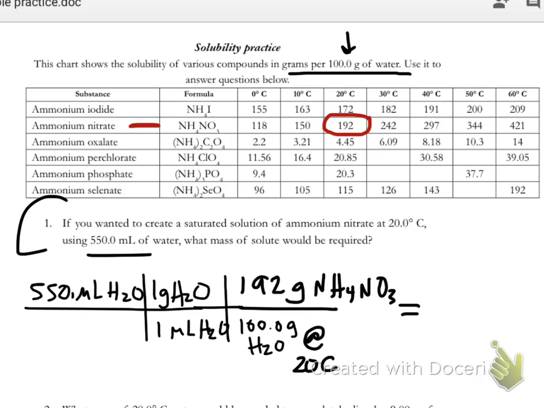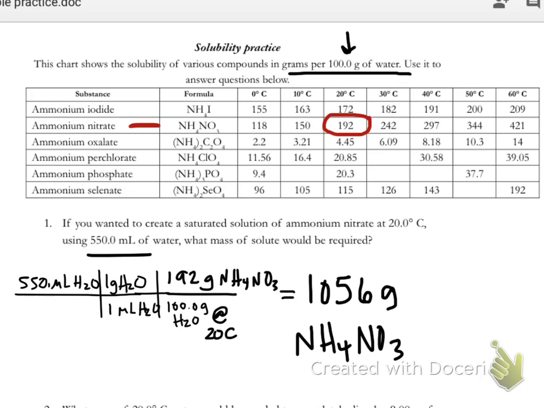So I'm going to do the factor label, do the math. Let's get a raw number. If you have a raw answer, something like this, 1,056 grams of ammonium nitrate. And we can have 4 sig figs, so that's what we need. Pretty easy.